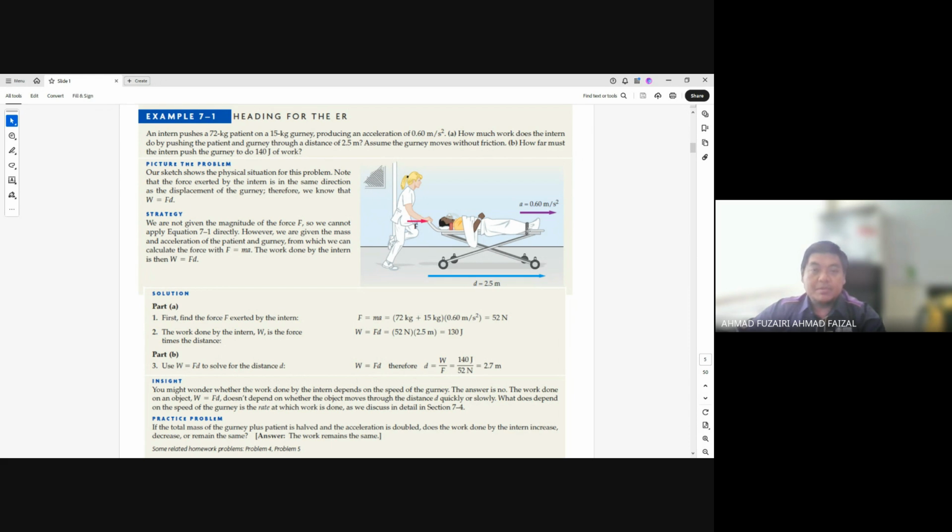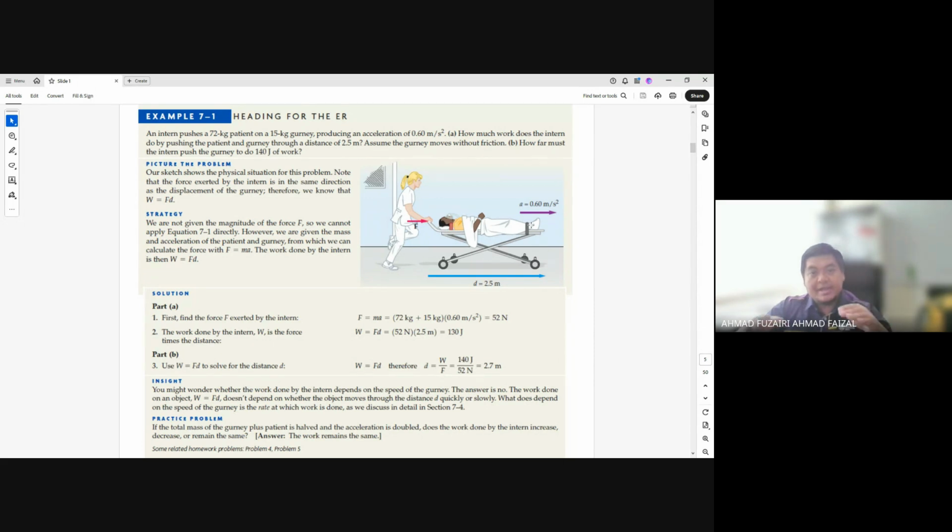Remember, the word force comes from the chapter before this, because we have studied force. So right now, how to manipulate the force when the force is multiplied with the displacement. As you can see, the force and the displacement are in the same direction, or should I say, parallel to each other.